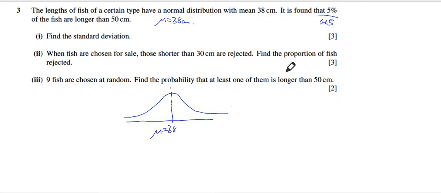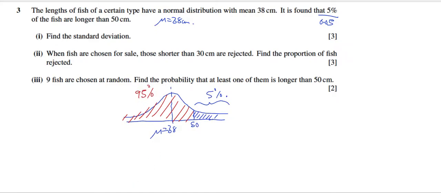And the question says it is found that 5% of the fish are longer than 50 cm. So if this is 38 in the middle, 50 should be somewhere here. So this is 50. And this area consists of 5%, which is 0.05. So 95% are less than 50. So this region is less than 50 towards the left, and the area consists of 95%.